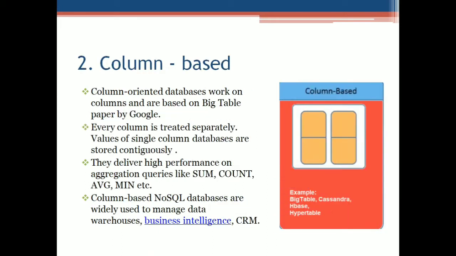Next is the column based. As the name indicates, it works on the column, and they are basically built based on Google's Big Table. We are aware of the Big Table concept of Google. So this database is based on Google's Big Table concept. Here every column is treated separately, and values of a single column are stored continuously. So each column is treated as a separate value. They deliver high performance whenever we want to query such as summation, count, average, minimum, maximum, then we use the column based databases.